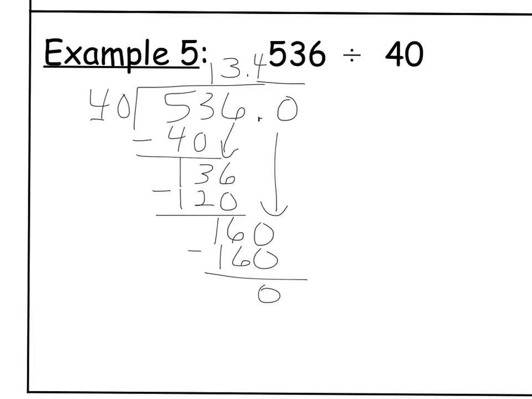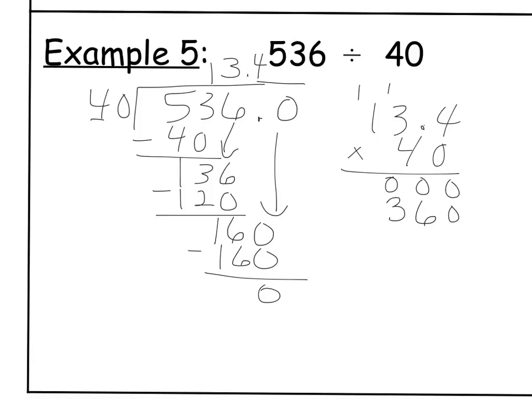If I wanted to go ahead and check this, 13 and 4/10 times 40. Of course, all these numbers times 0 would be 0. Your placeholder, 4 times 4 is 16, carry the 1. 3 times 4 is 12, plus 1 is 13. 1 times 4 is 4 plus 1 is 5. And I would get 536. Remember, there's 1 decimal place, move it over so it checks.